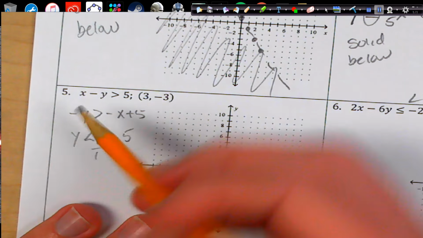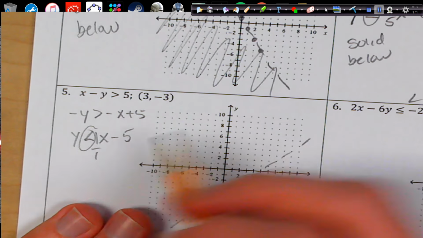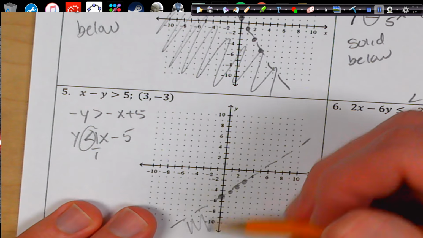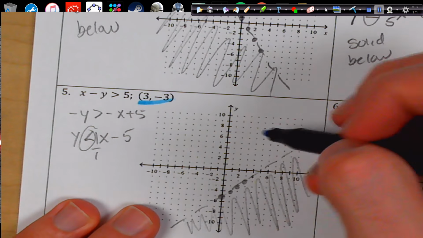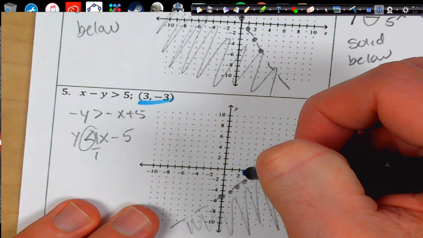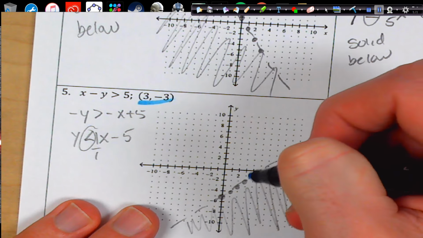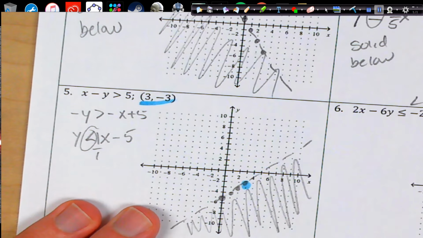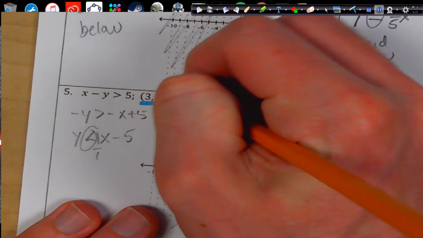And we focus right here. It's going to be a dashed line, and we're shading below because it's less than. And we're going to find 3 comma negative 3. 3, negative 3. And that is on the dashed line again. This will not work. It has to be on a solid line. So the answer is no.